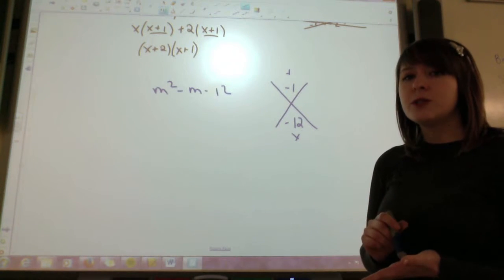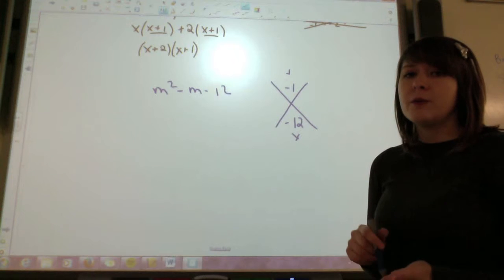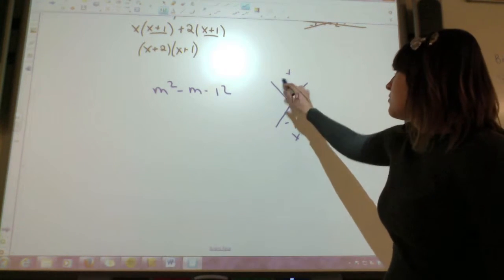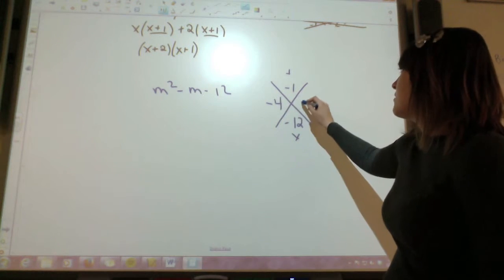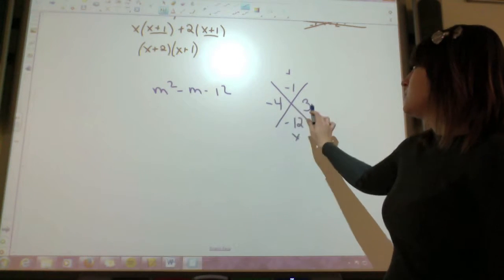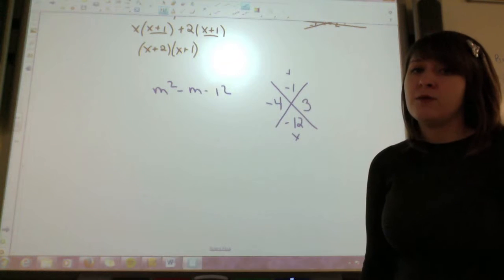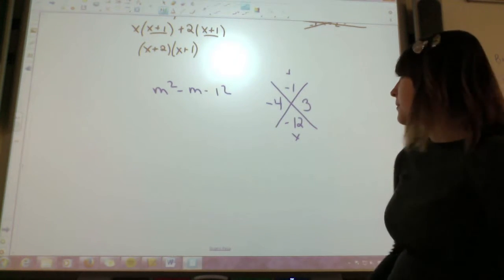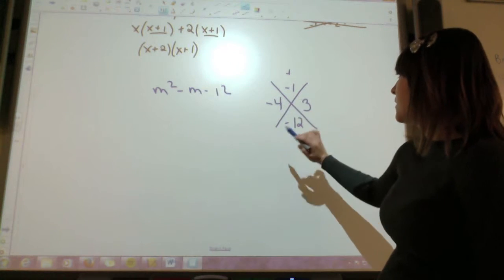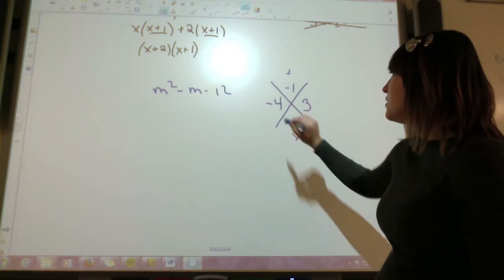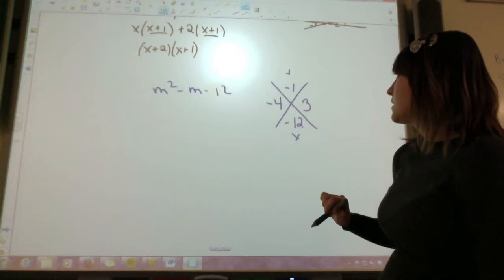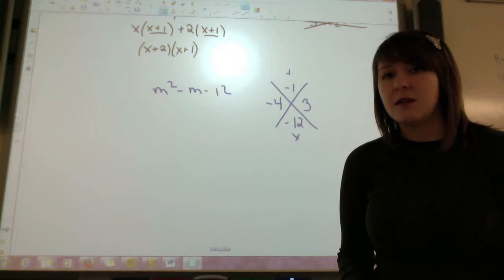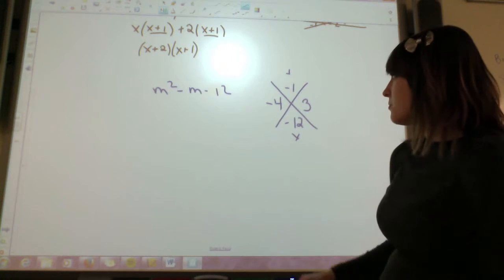I just need to figure out which one of those is going to be negative and which is going to be positive. So if I know that I have a -1, that means I have to have a -4 and a +3 so that when I add them together, I get -1. Before I move on, I'm going to double check my work. -4 plus 3 makes -1, that's true. -4 times 3 makes -12, that's true. So now I know that my X game is correct and I can move on into factoring by grouping.